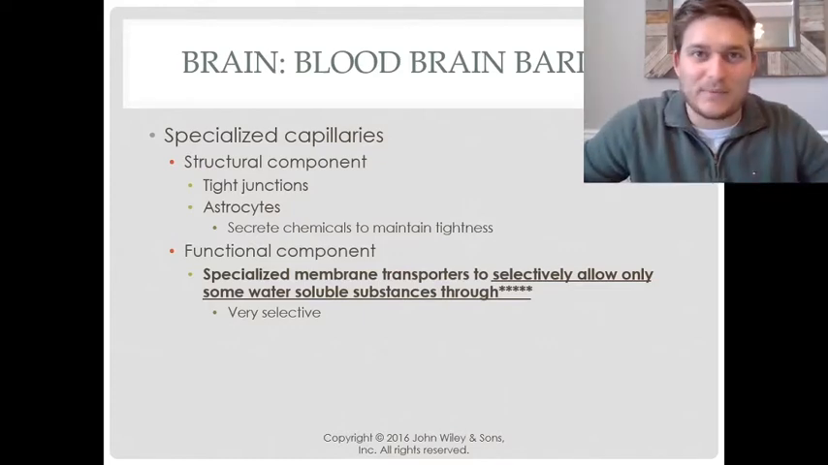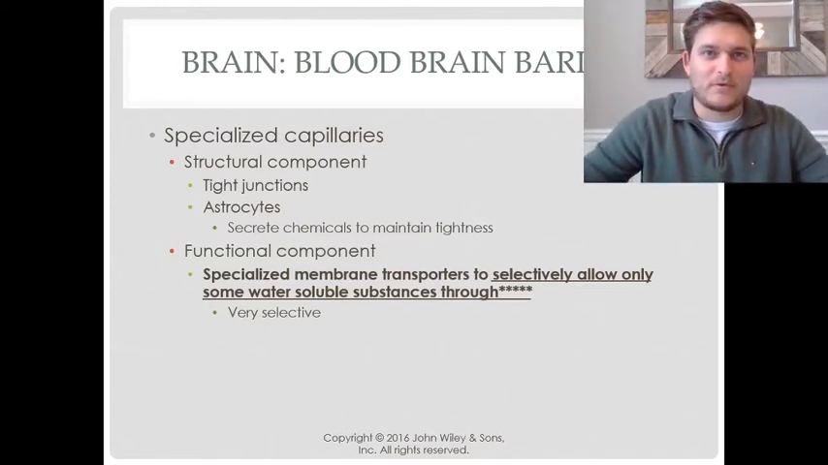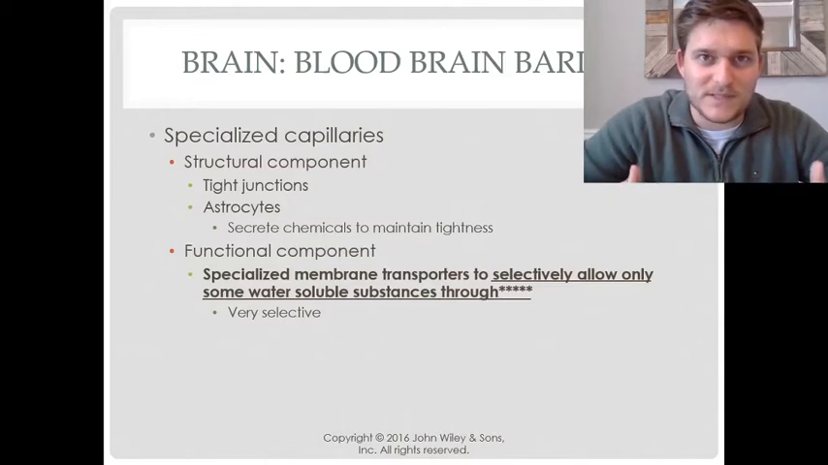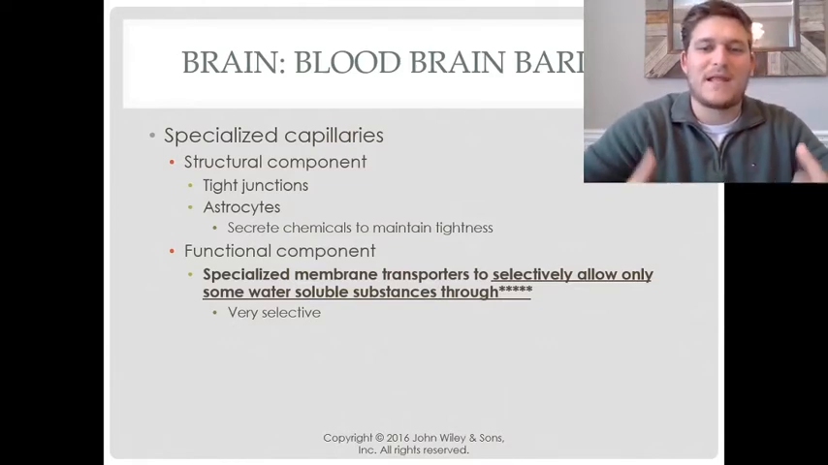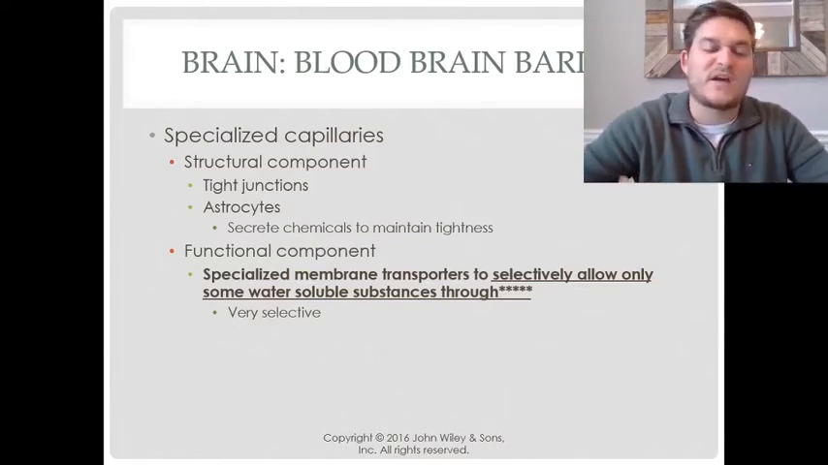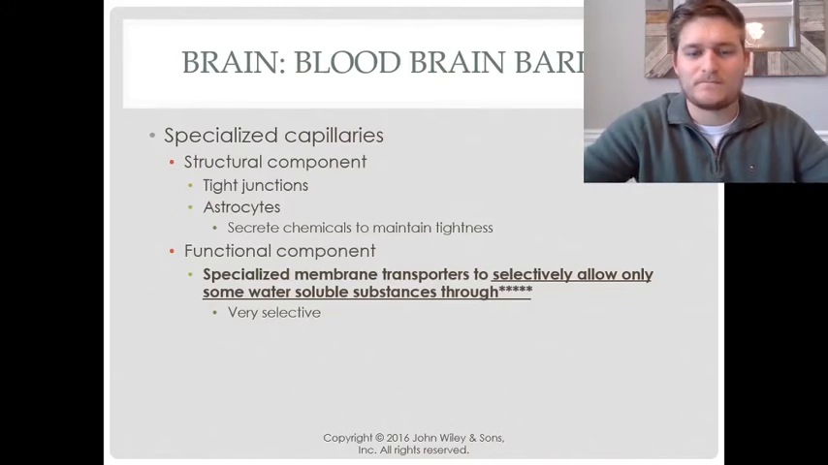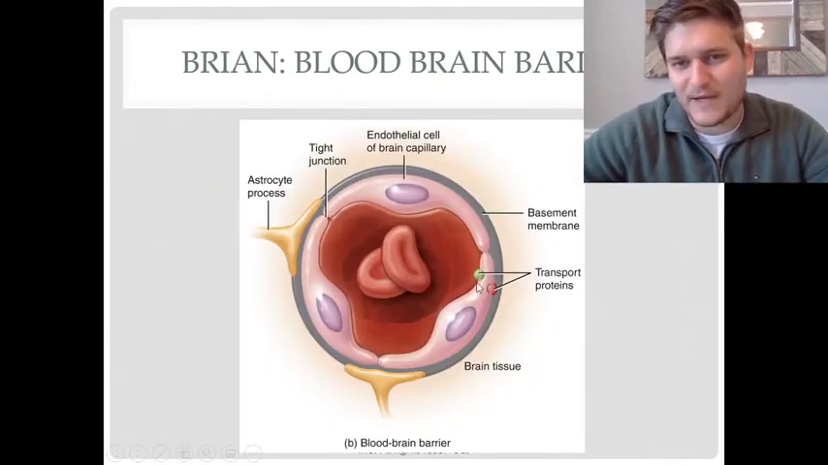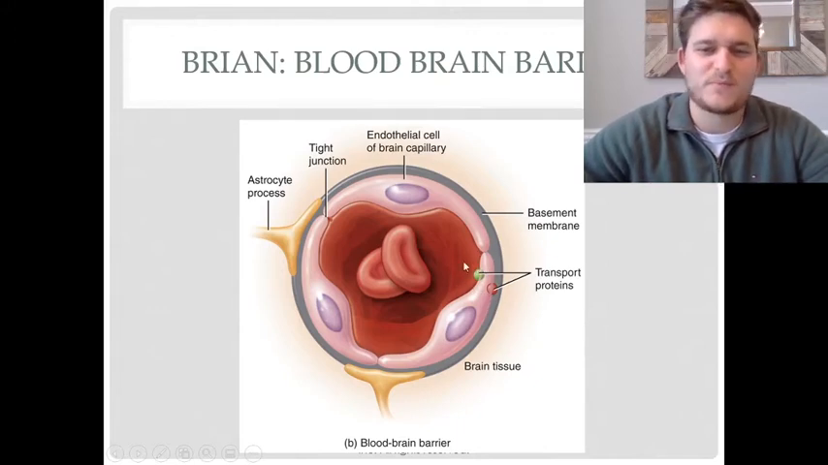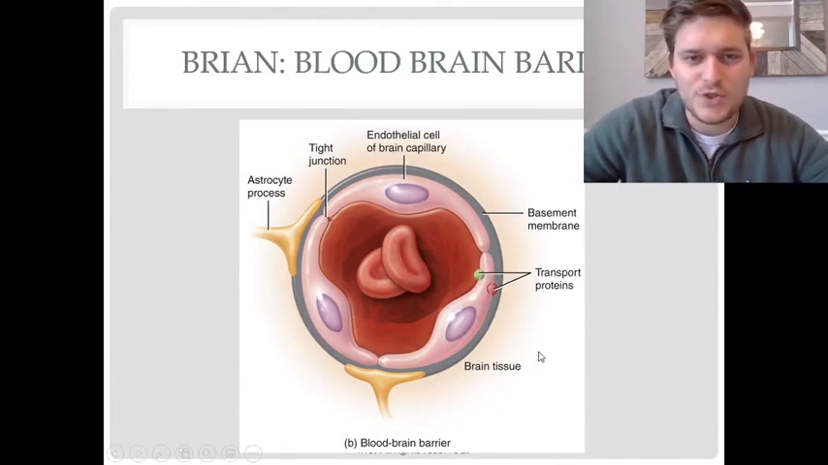It's selectively permeable, less permeable than it normally would be because, again, the brain's such an important place within our physiology. And so it's only going to let some water-soluble substances through. What you're going to see is that this is very selective, so we're going to have transport proteins that are able to transport these materials from inside of the bloodstream into the brain tissue.